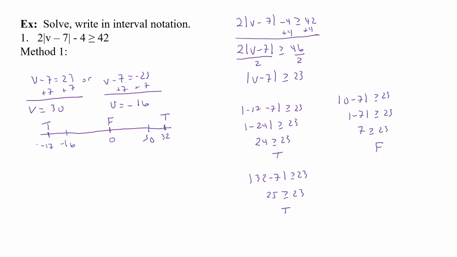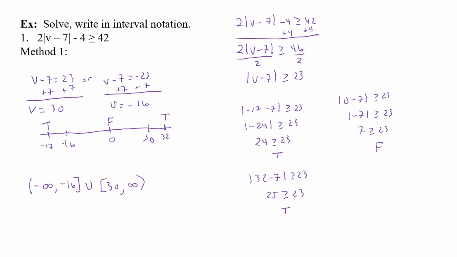And so our notation is going to be from negative infinity to negative 16, and then a bracket because we have the greater than or equal to. And then union, it's true over here too. So it starts at 30, so that's a bracket, and it goes on up to positive infinity.